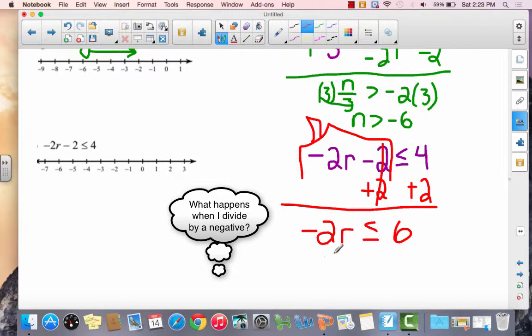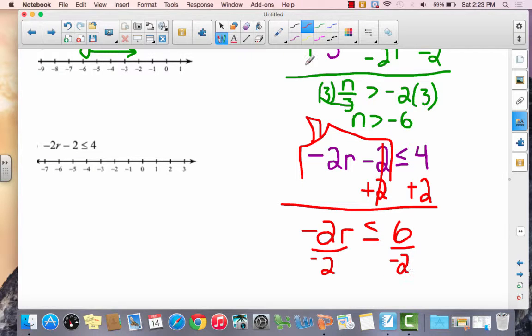-2 and r are being multiplied. The inverse is to divide. And I notice that I'm dividing by a negative number. Since I'm dividing by a negative number, my inequality sign will flip to face the opposite direction. So it's now a greater than or equal to. On the left, we're left with r. On the right, we're left with -3. When I graph my inequality, I use this new symbol. So I find -3. It's greater than or equal to, so the circle is filled in, and it goes to the right for greater than.